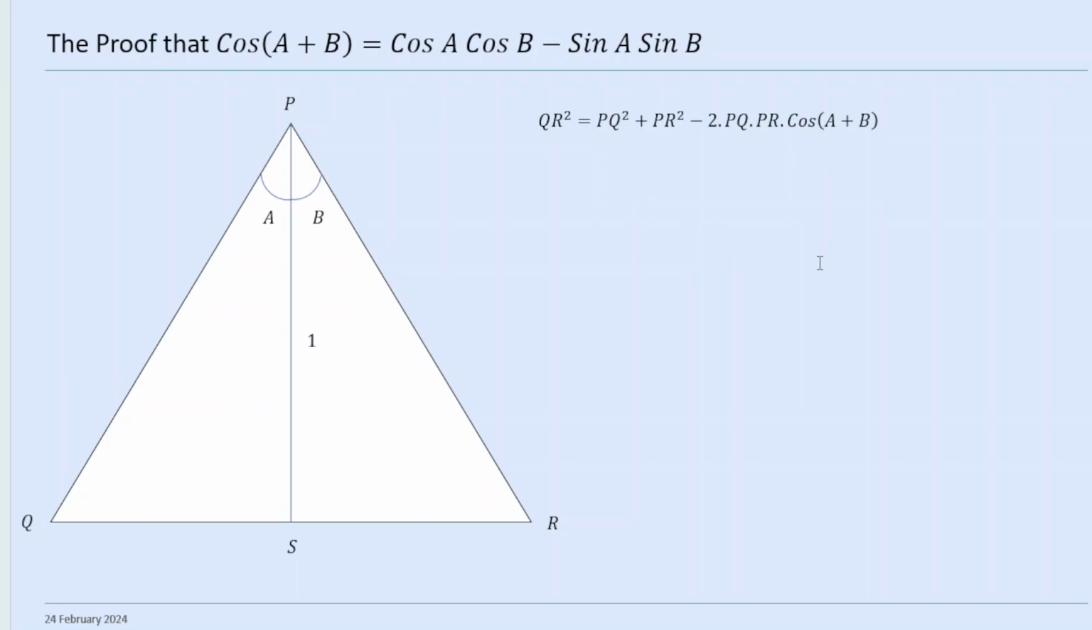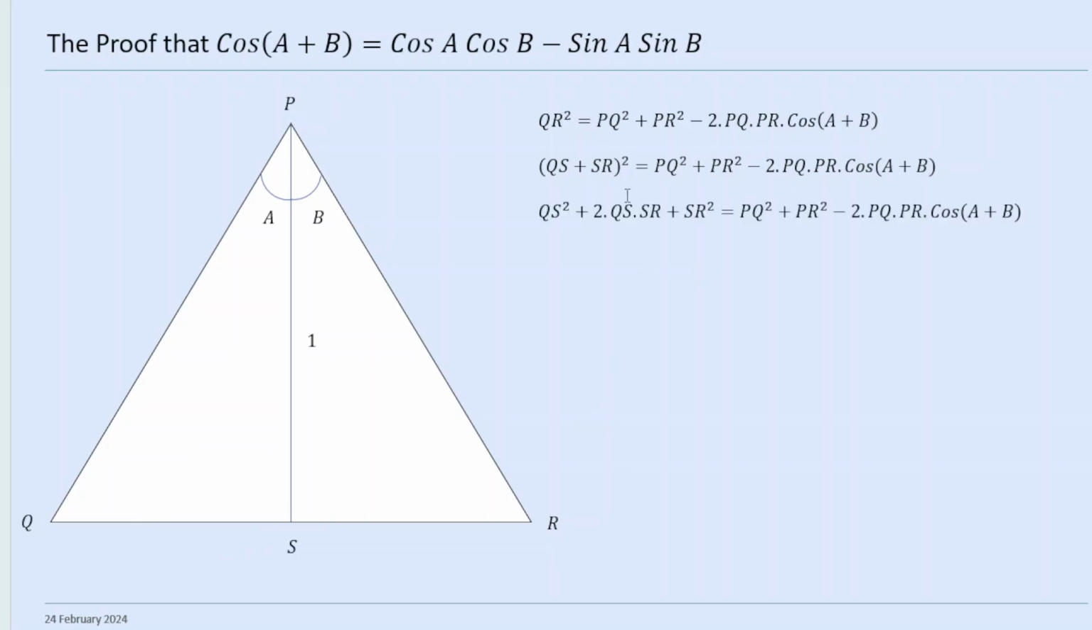Next, we're going to prove the formula for cos A plus B, so we're going to use the cosine law, or the cosine rule, which tells us that QR squared is PQ squared plus PR squared minus 2 PQ PR cos A plus B, this angle here. So that's the application of the cosine rule. Also, we've drawn PS as 1 in this diagram. And then we have written QR as QS plus SR. It's just a simple substitution.